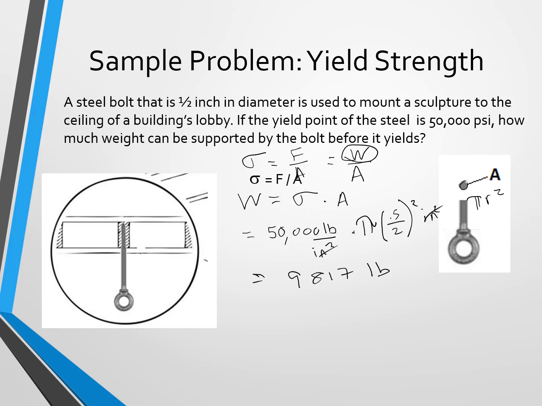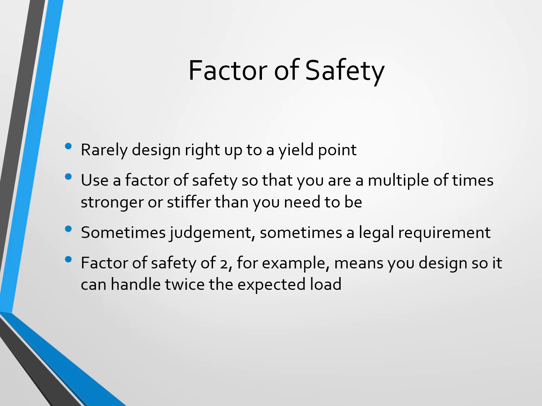Now, rarely, if ever, do we actually want to design right up to the yield point. So if the typical load for a bridge is about 20,000 pounds, I certainly don't want to drive across if it were designed to yield at exactly 20,000 pounds. That really would not give me much comfort. So we use a factor of safety so that we design for multiple times stronger or stiffer than you actually need something to be. As an engineer, sometimes this is your decision. Other times there are legal regulations that tell you what factor of safety you must use.